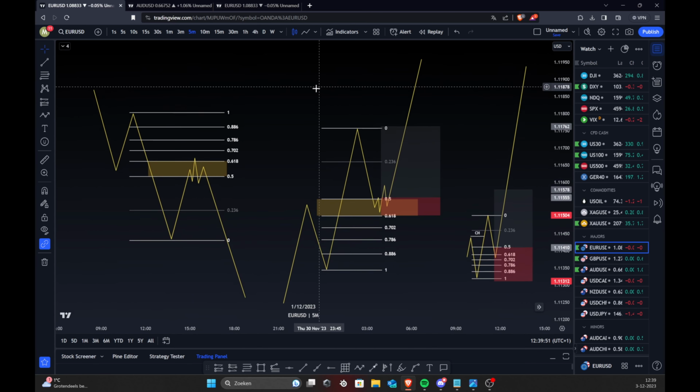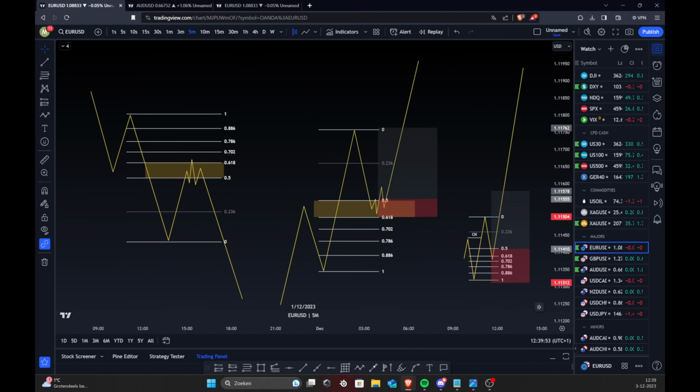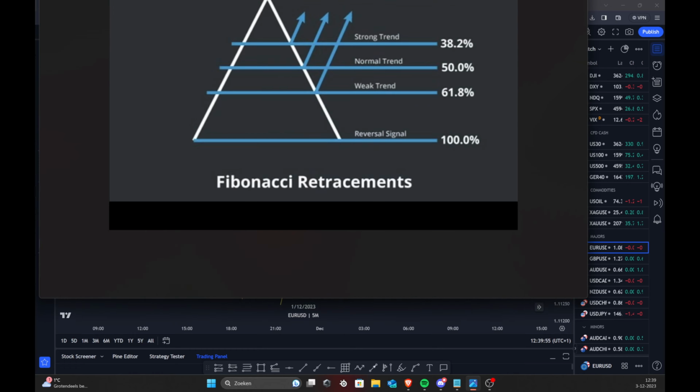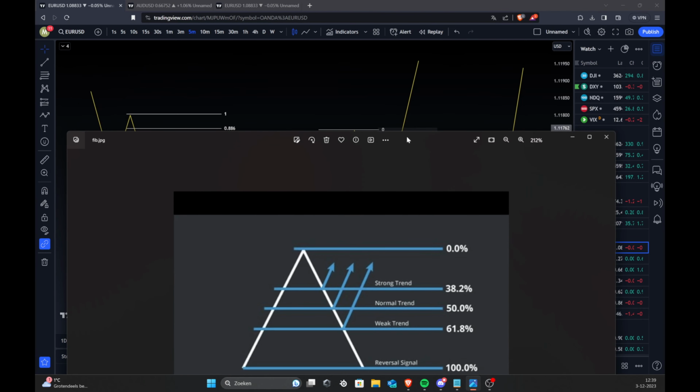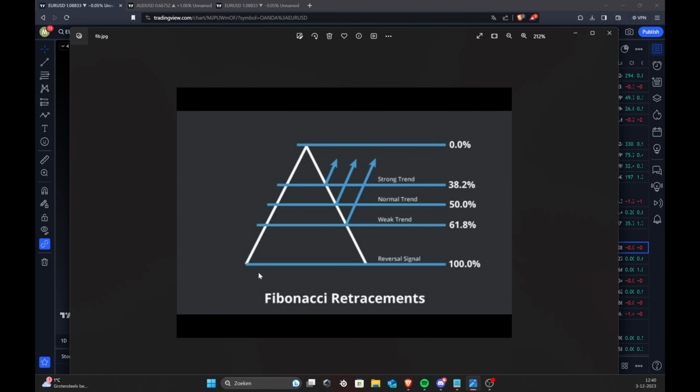My levels, why do I use these levels? And I can show you that right here. This is a picture of Fibonacci. And as you can see, this is the swing low, and this is the swing high. So when you draw that Fibonacci, you want to look for a retracement. We only look for everything between the 0.5 and the 1, the 50% and the 100% retracement.